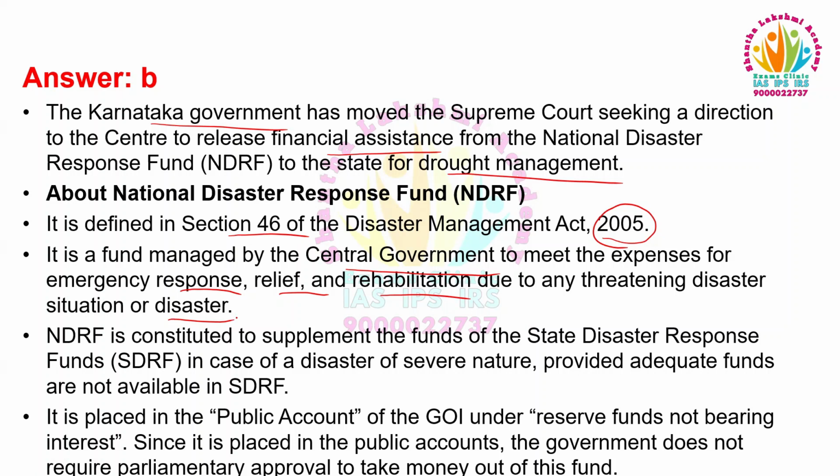NDRF is constituted to supplement the funds of state disaster response funds in case of disaster of severe nature, provided adequate funds are not available in SDRF. It is placed in the public account of the Government of India under reserve funds not bearing interest. Since it is placed in the public accounts, the government does not require parliamentary approval to take money out of this fund.